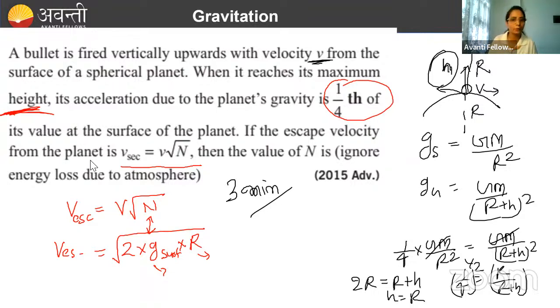Why is it required to calculate velocity in terms of g, m and r? Because our escape velocity is given in terms of v. So we need to find v to compare the equation. तो चलो उसको निकालते हैं. How will we do that?